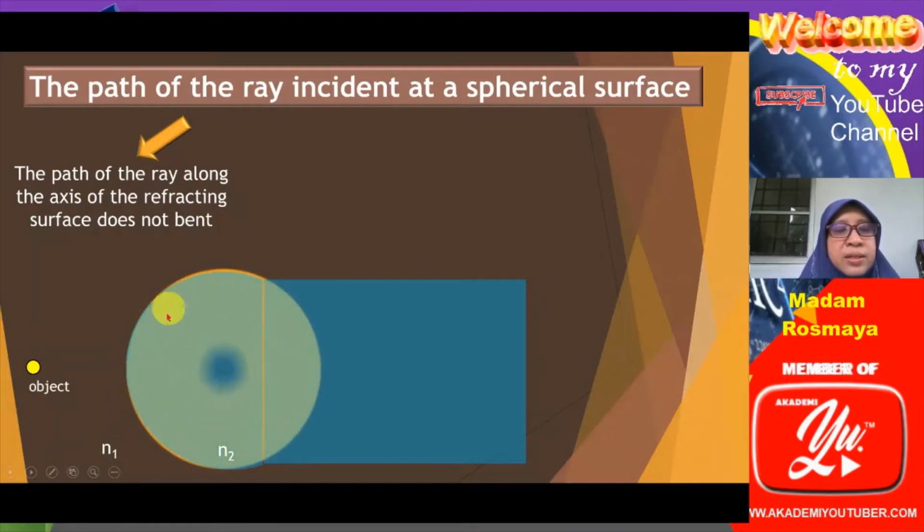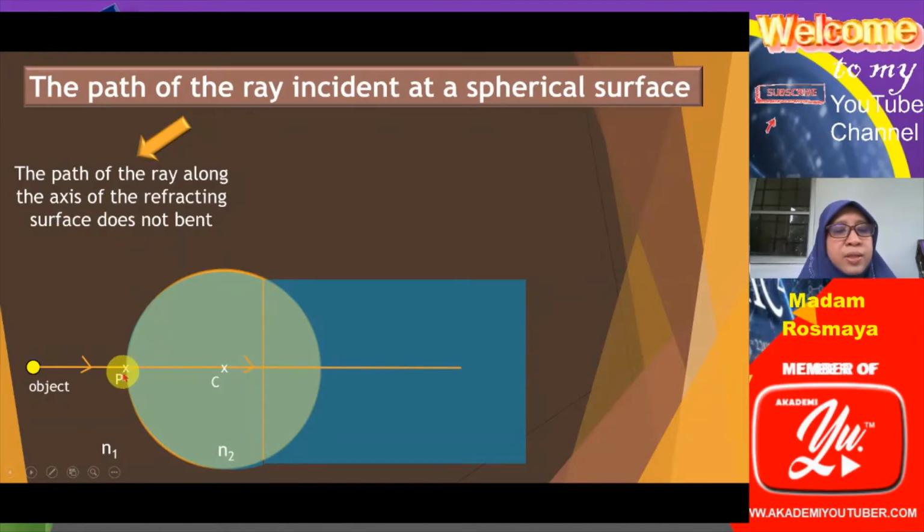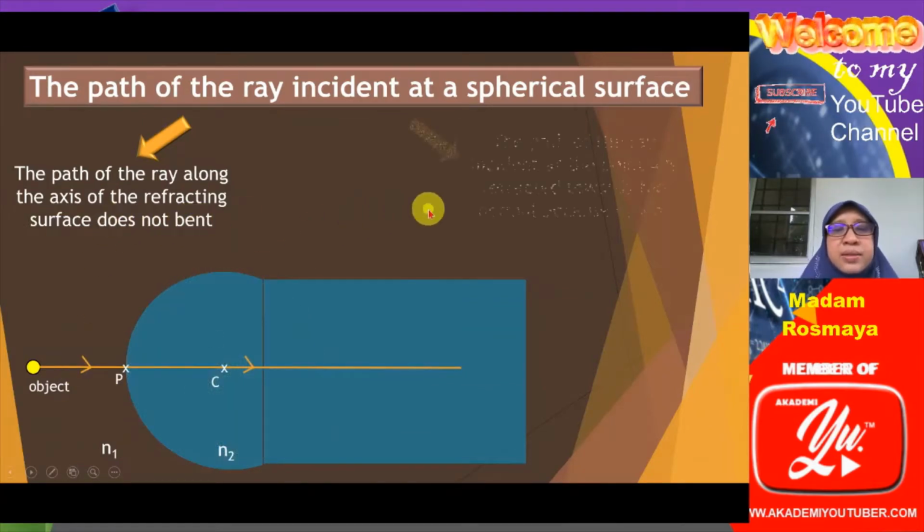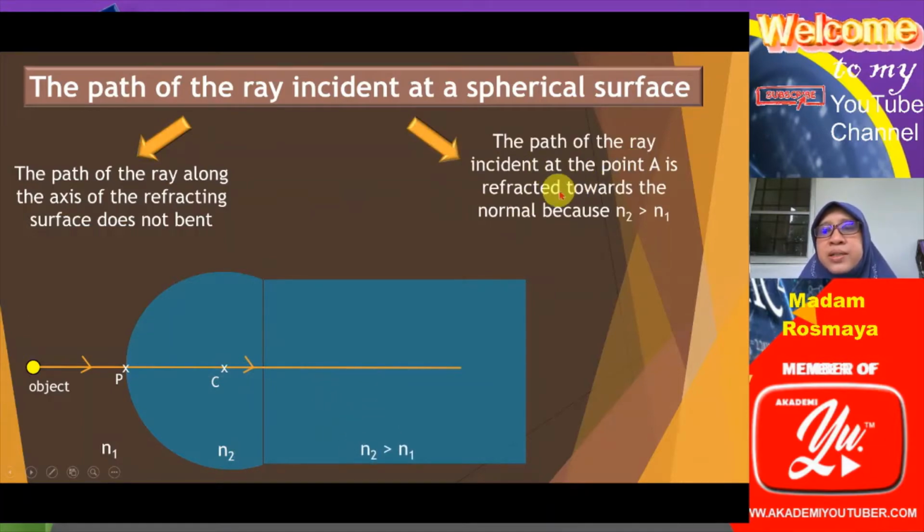Okay, so imagine the curve makes a spherical shape. The center of the sphere is C. So you draw the line joining the object and C. This is the axis, the principal axis. And at the boundary here, we call this point P. The path following this axis does not bend. Next, we draw the path of the ray incident at point A. Point A is other than point P along the curve.